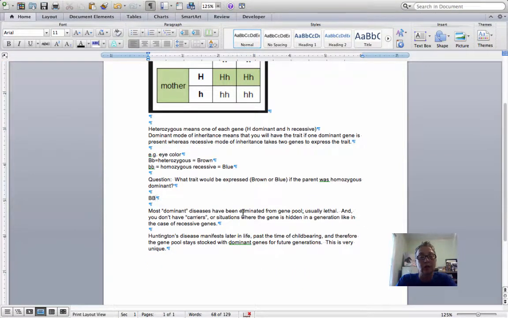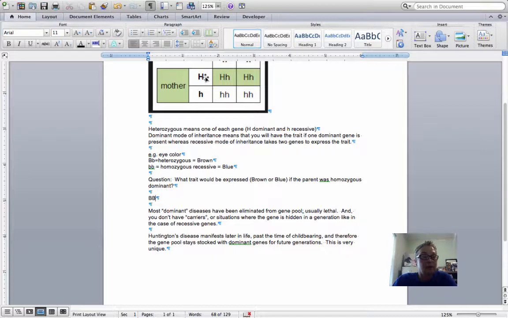Most dominant diseases have actually been eliminated from the gene pool because they're usually lethal, especially if each parent throws one. Usually the baby doesn't make it, but in certain cases, these dominant diseases continue and maintain in the gene pool. And the reason this one does is because of when Huntington disease manifests itself. People don't usually know they have it until they're in their 30s, 50s, or later in life. And so by then they've already had children. So their children are sitting there waiting, they don't know if they got the little h or the big H from mommy or daddy, whichever the case may be who's infected.